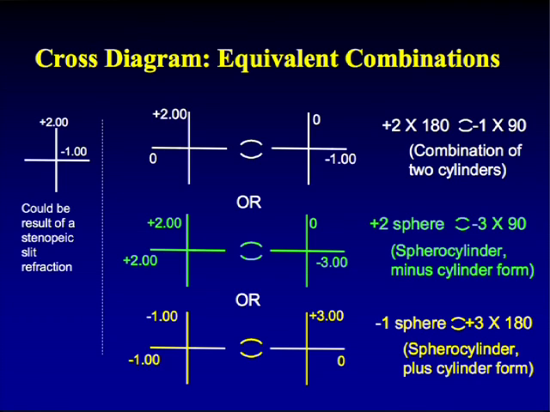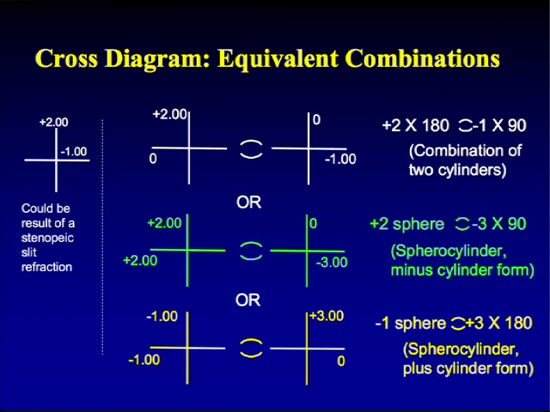Well, first, we know that this is a combination of two cylinder lenses, so we can draw it that way. It's +2 on the 90, and it's -1 on the 180 meridian, and this is the combined with symbol. Now let's add across meridians, make sure we did it right. 0 + 2 is 2. -1 + 0 is -1. So that combination is exactly the same.